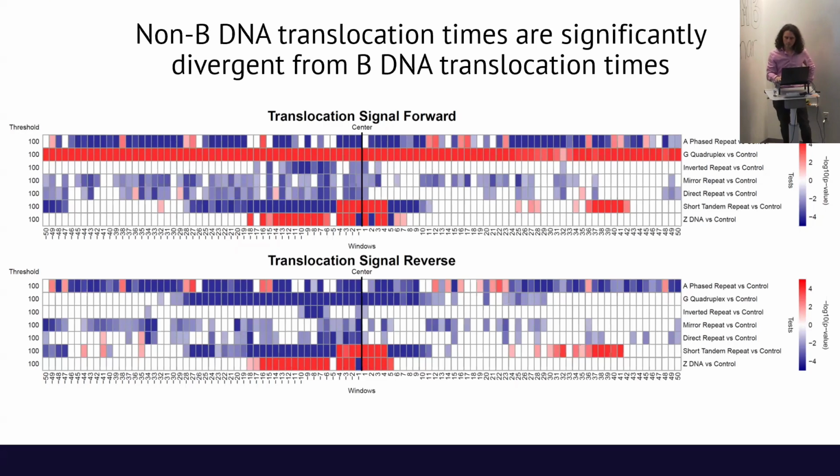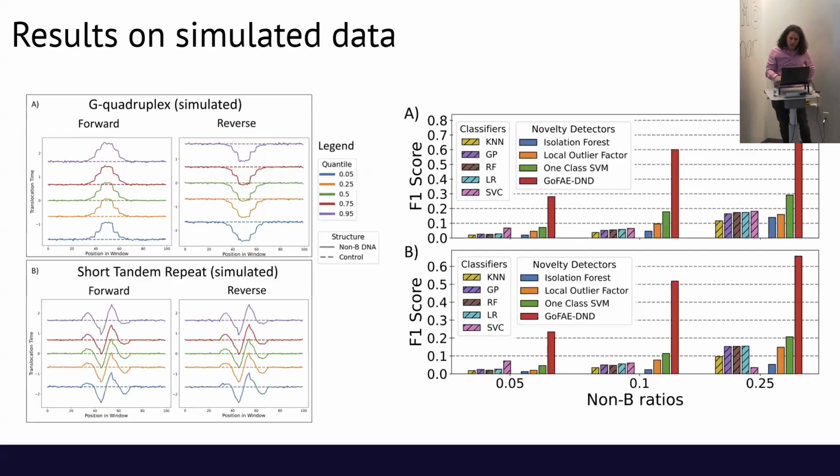Okay, then the reviewers wanted to see some simulations, and so we generated some simulations with some functional form that resembled the non-B from the quantile plots. And then we tested both some classifiers and some novelty detectors. I mean, this is a new problem, and so there are no methods to do this. So we picked some off-the-shelf methods, and showed that GoFA DND works pretty well.